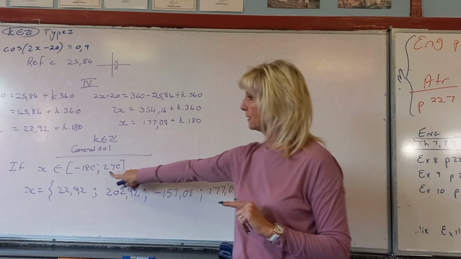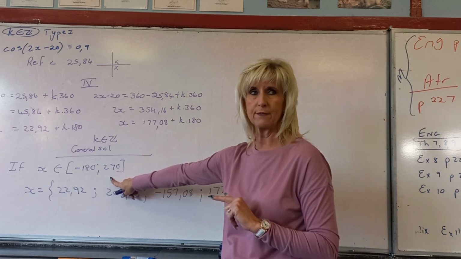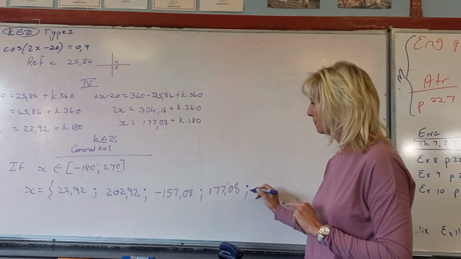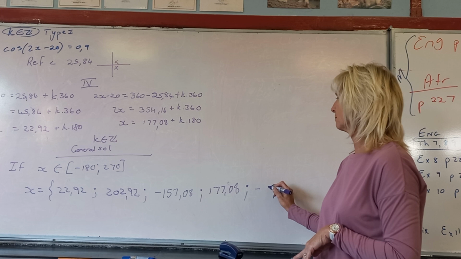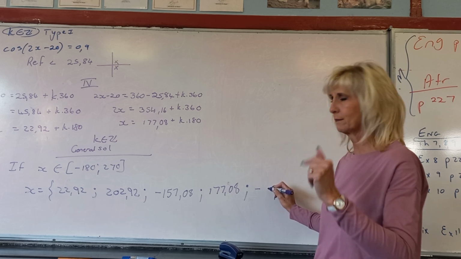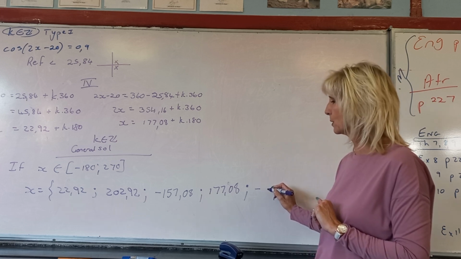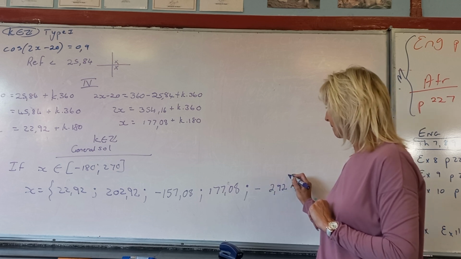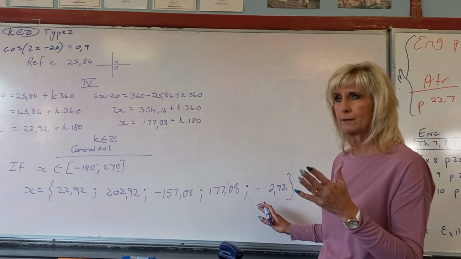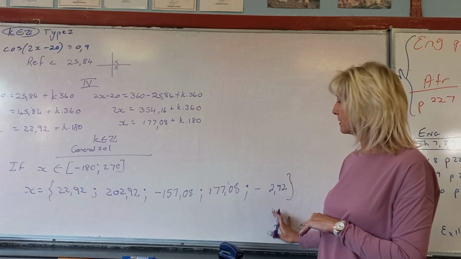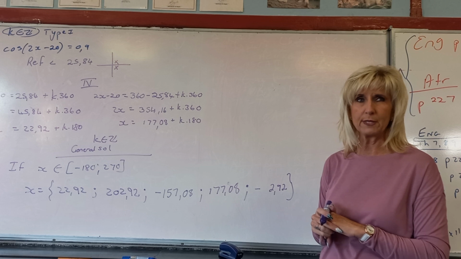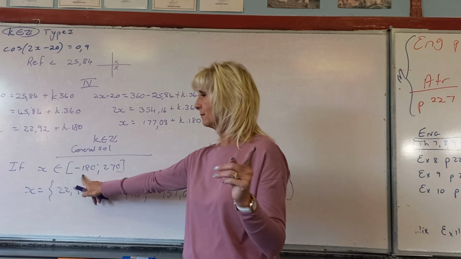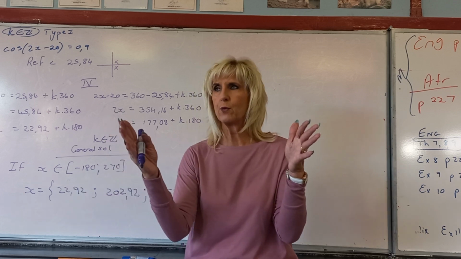Plusing it with 180, it's going to be bigger than 270, do you agree? Minus 180. What? 177,08 minus 180. Is it minus 2,92? Yes. Alright? And then if I subtract another 180 from it? Negative 182. It's too small. Are you with me, everybody, what we're doing?